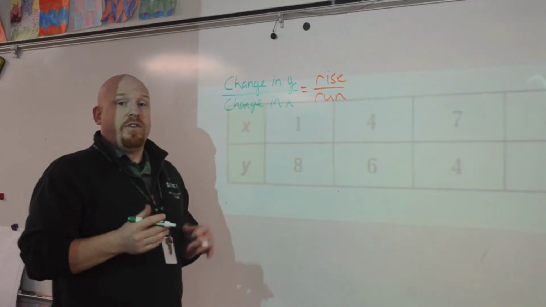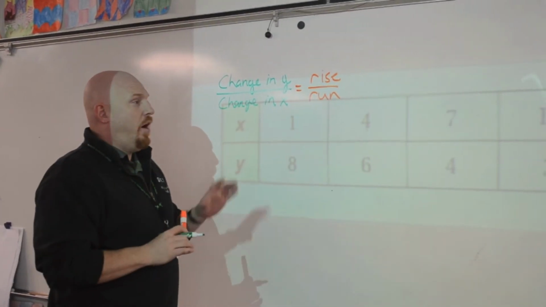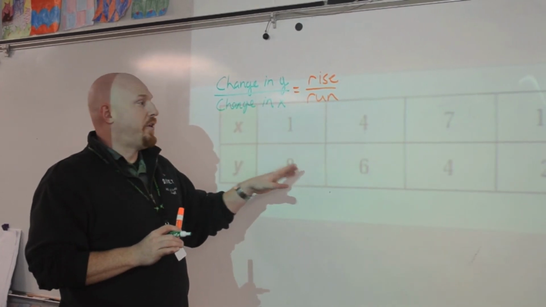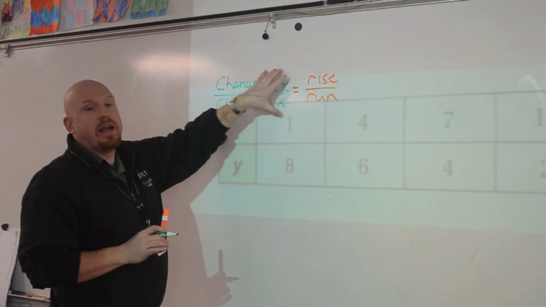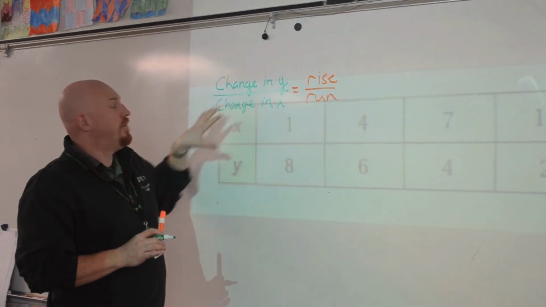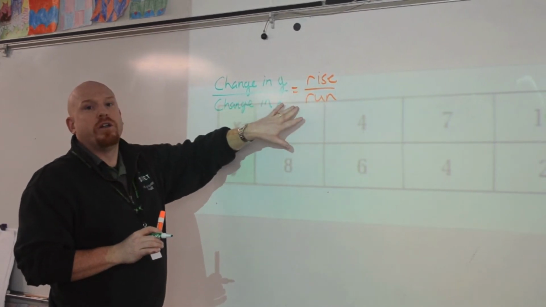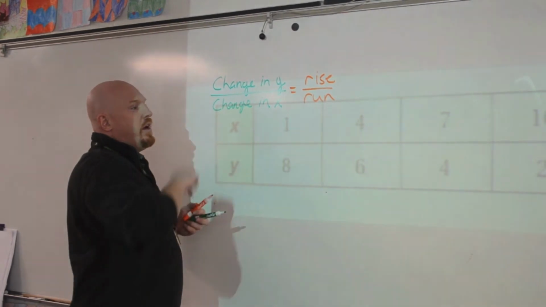Here's another example of a table that we're going to find the slope from. You're going to notice a couple things different about this particular table though. Still using our same concept, the change in y divided by our change in x, or rise over run, as you guys are more familiar with it. But here I want you to notice something.